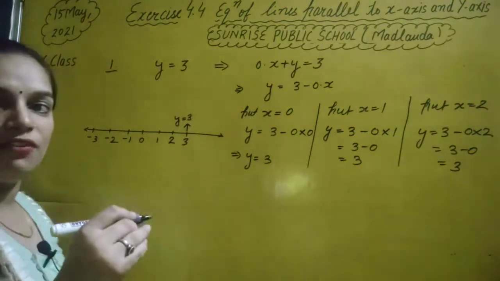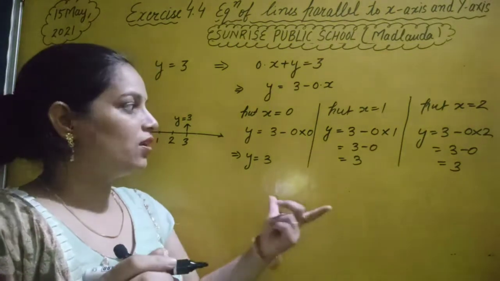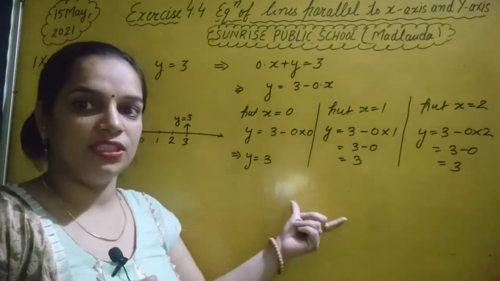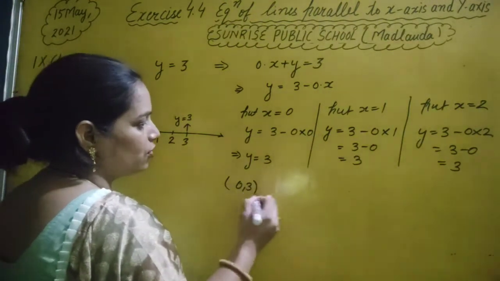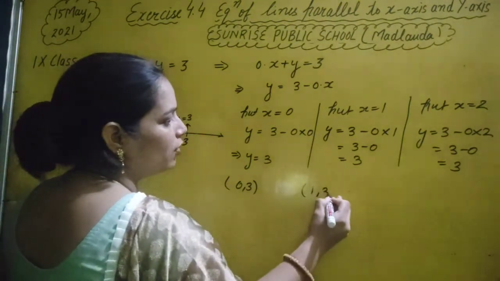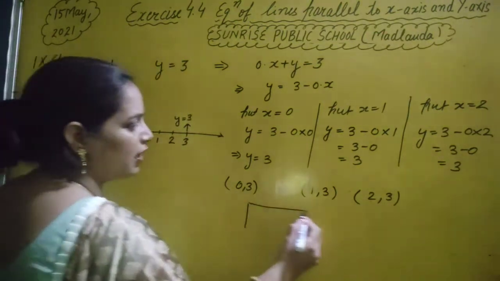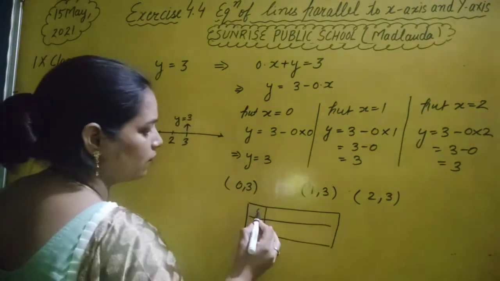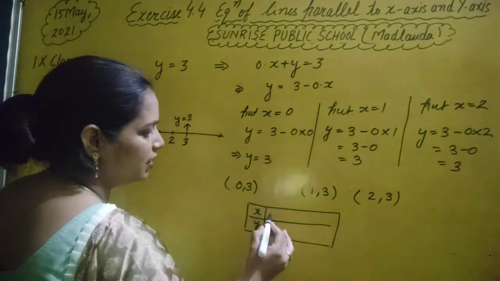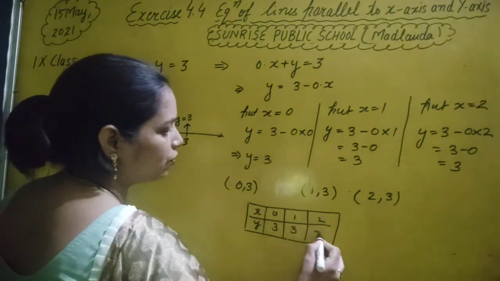Means at every value of x, x के place पे अगर आप कोई भी value put करते हैं, you will get the value of y as 3, that will be constant. So now I am writing here the solutions (0, 3), (1, 3) and (2, 3). Now we can write the table. There is the value of x and y: (0, 3), (1, 3), (2, 3).